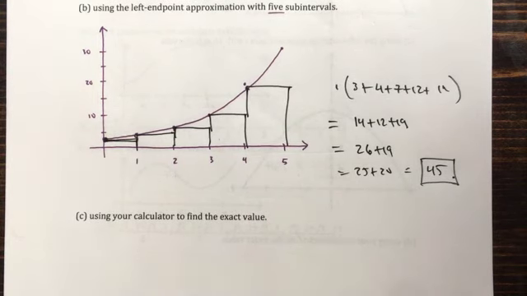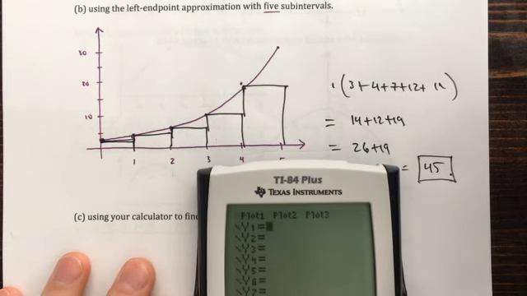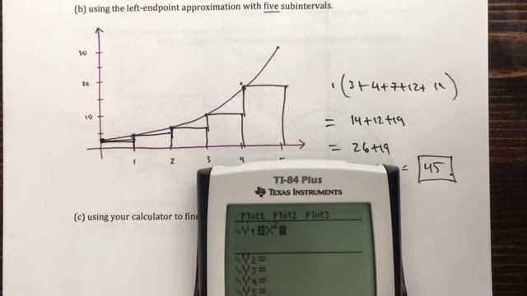Now it says use your calculator to find the exact value. So this is going to be a new skill. We're going to go to y equals, and we're going to enter in our function, which was x squared plus 3. And we're going to graph it.